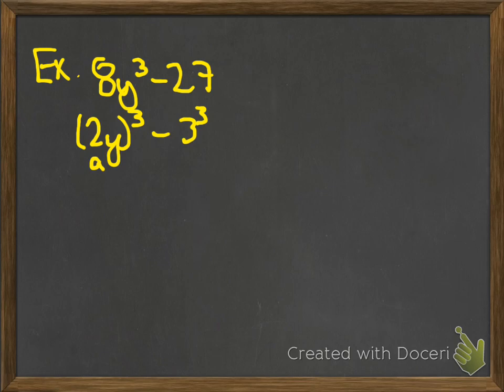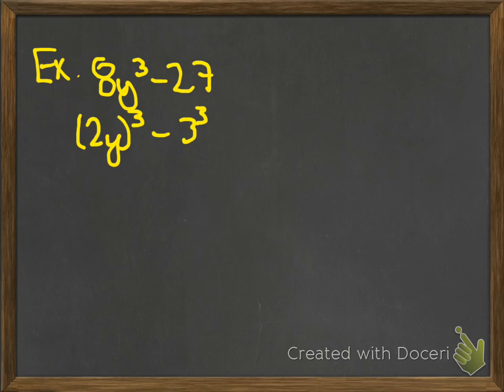Okay, I've got here 8y cubed minus 27. And then I want you to see here that I've rewritten that to make you see that 8y cubed is like saying 2y to the third power, because 2 to the third power, 2 times 2 times 2, is 8. 27 is like 3 to the third power. 3 times 3 times 3 is 27. So it is helpful to know your cubes, and it might be helpful to have them written on your note card for the test. So if that's the case, then this right here, the 2y is A, 3 is B.